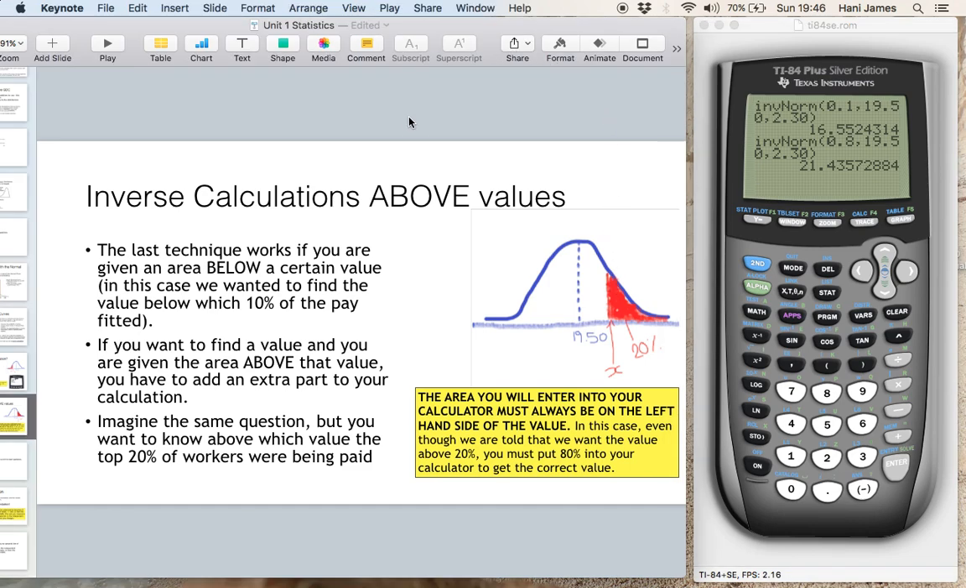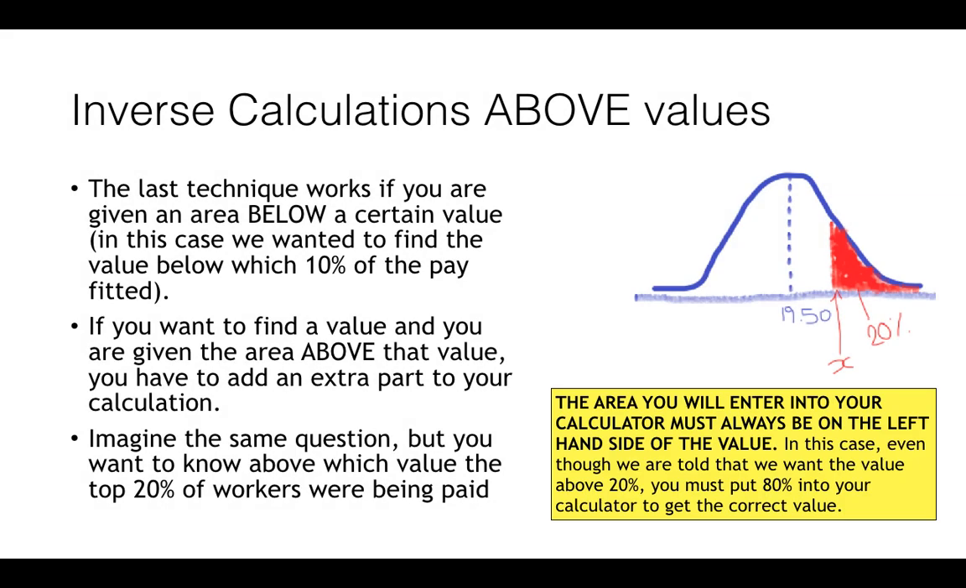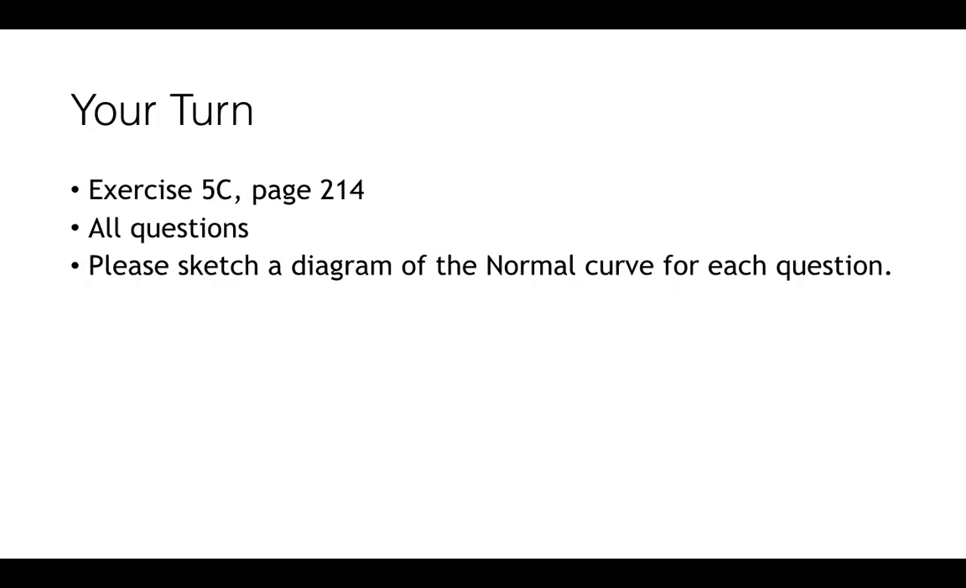Okay, make sure that you're happy with how to do those calculations. Make sure you remember that you are always putting in the area to the left-hand side of the value, even if you're being asked or being told about the area to the right-hand side. You need to then work out the area to the left so that your calculator understands what you're asking for. And make sure you are always putting in that area as a decimal and not a percentage. Once you're happy with that, have a go at exercise 5C on page 214, all of the questions, and make sure you are drawing a sketch of what you want to find each time.